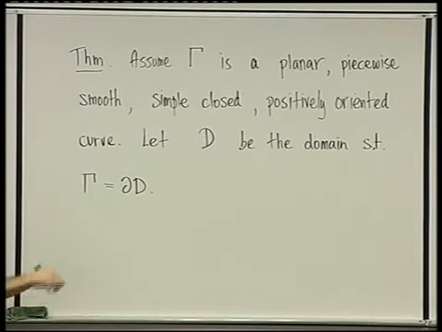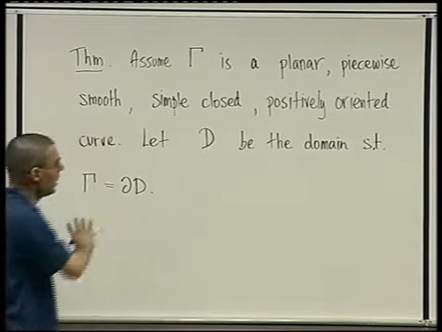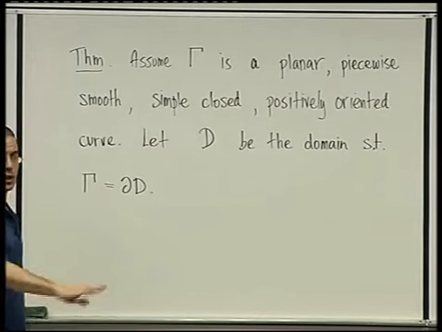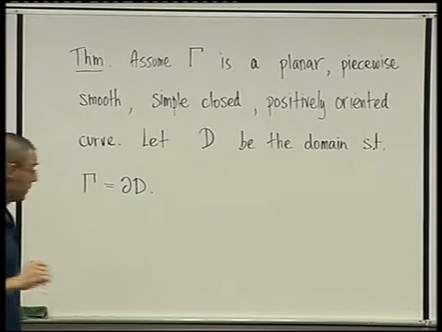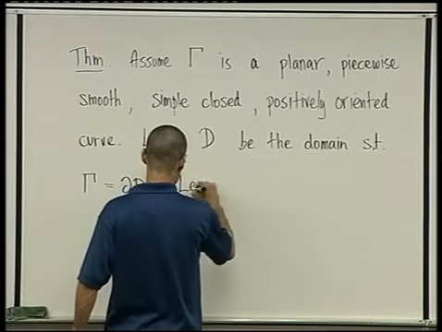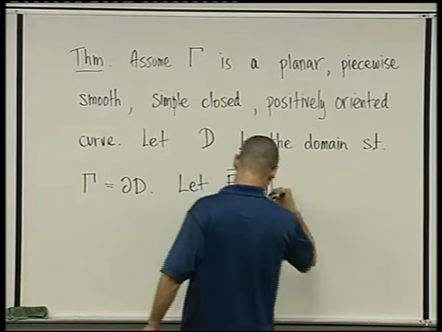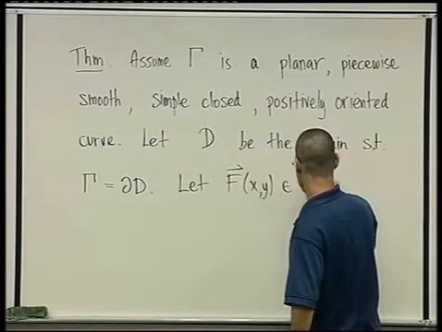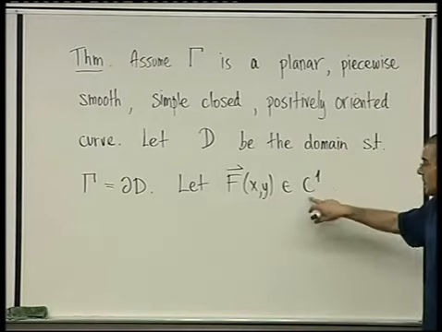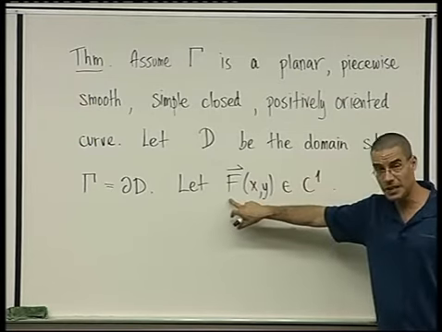Okay, so we have some domain, and gamma is the boundary of that domain. So this was all the geometric underlying details. Now there's going to be a function. Let f be a vector field, a vector valued function, in C1. C1 means it has continuous partial derivatives.